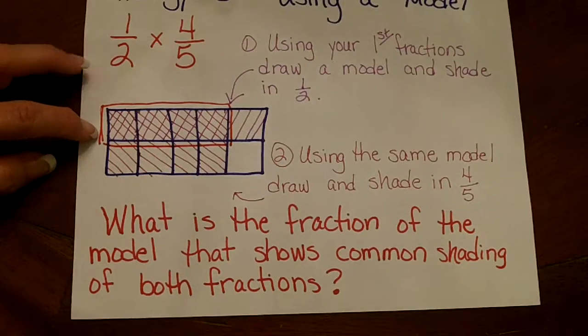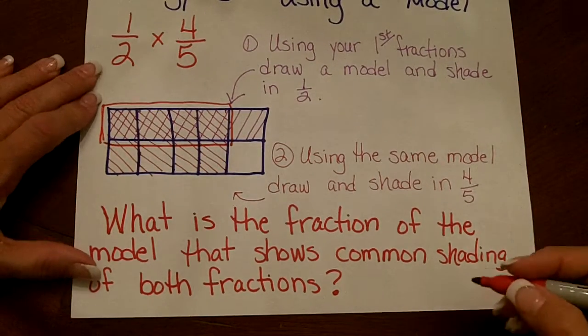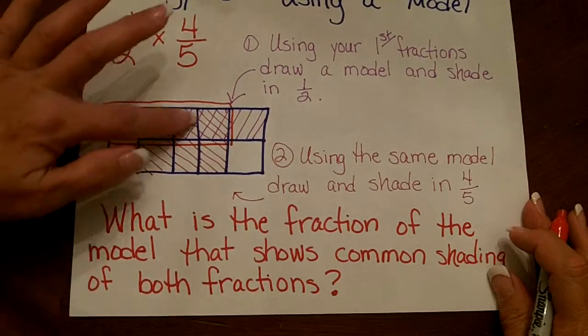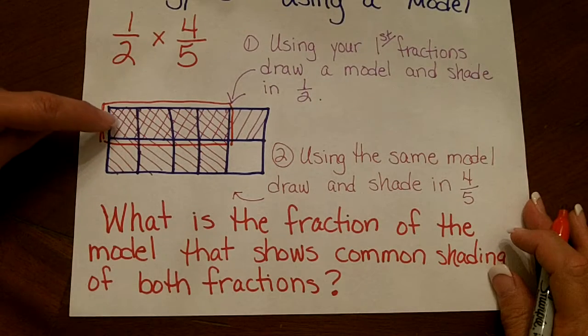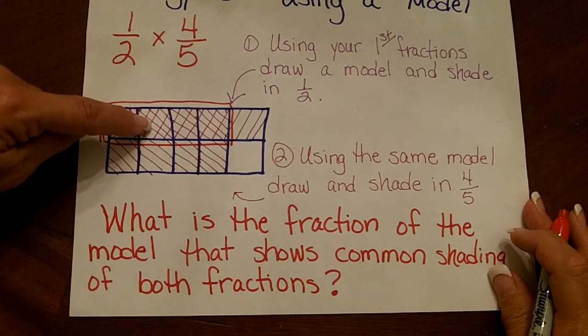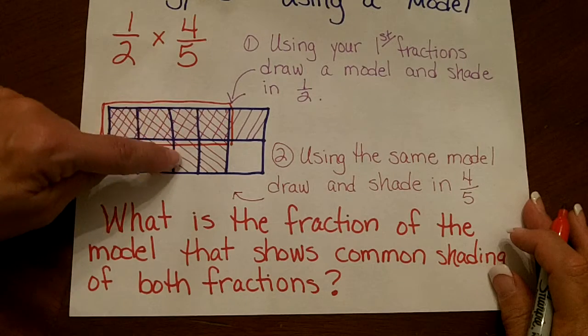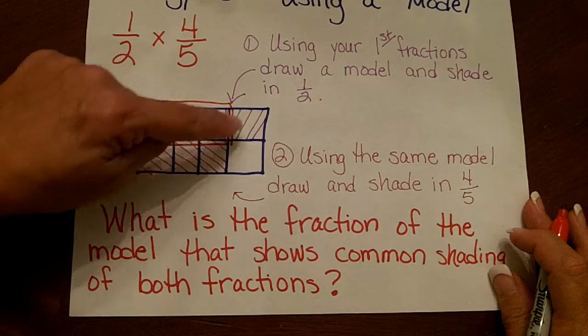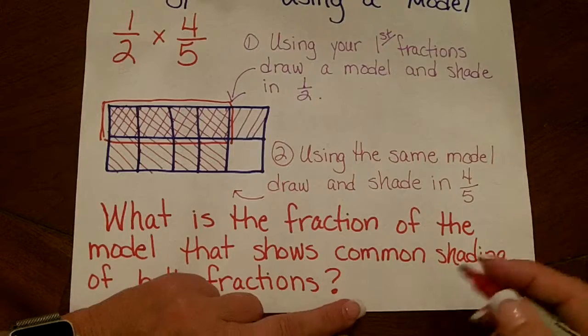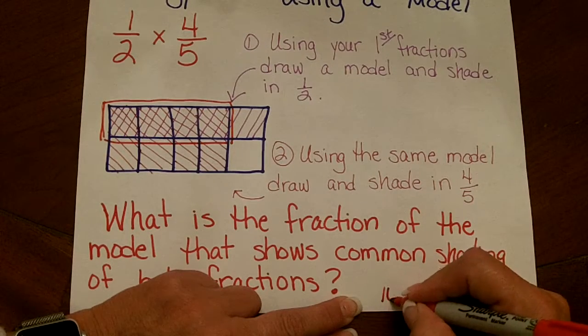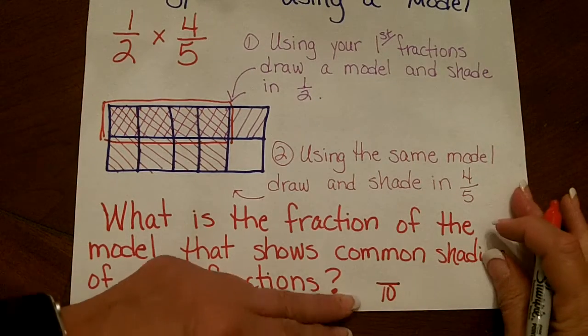Now I've got to make a fraction. When I make a fraction, I know that my denominator is all of the pieces together. So let's count them. 1, 2, 3, 4, 5, 6, 7, 8, 9, 10. I have 10, so that's going to be my denominator.